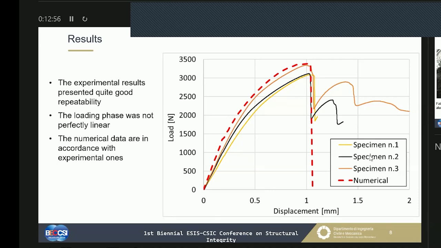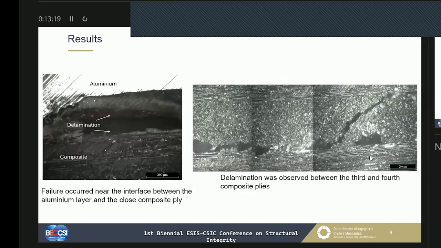Concerning the numerical model, it is reported with the dotted line, and we can see that it is more or less in accordance with the experimental data, and it tended to overestimate the load, but only by a few percentage points. As I said, I have also taken some micrographs of the failed specimen.